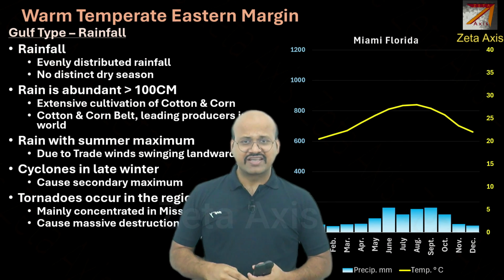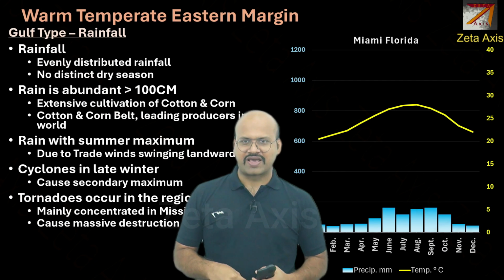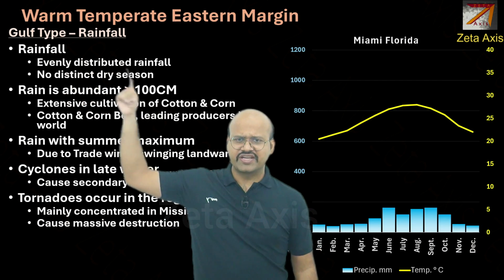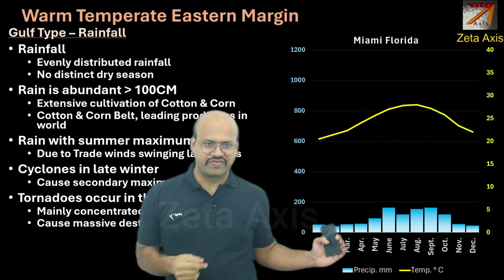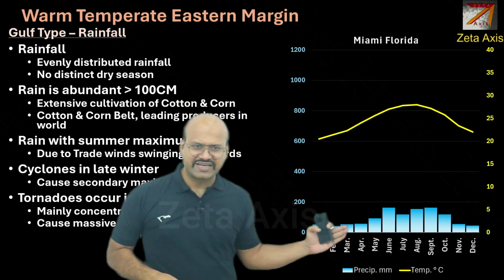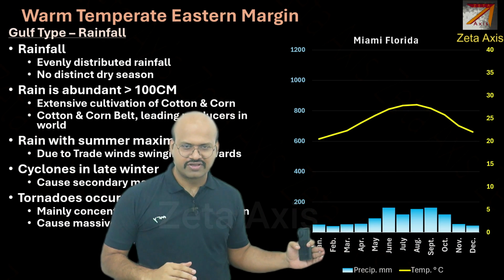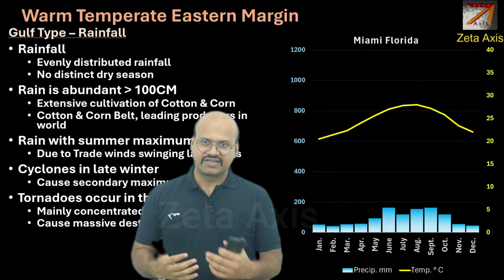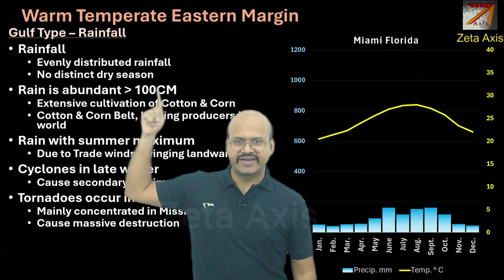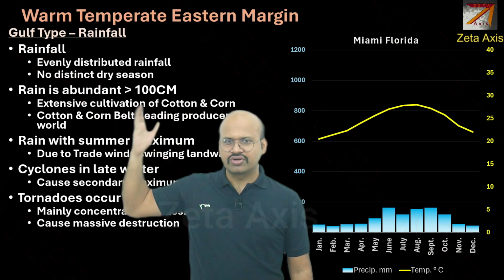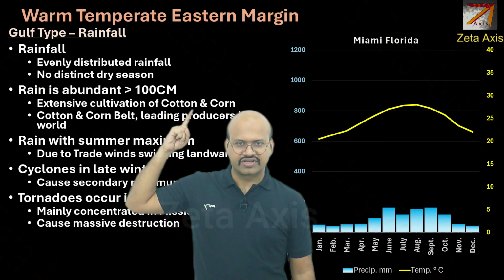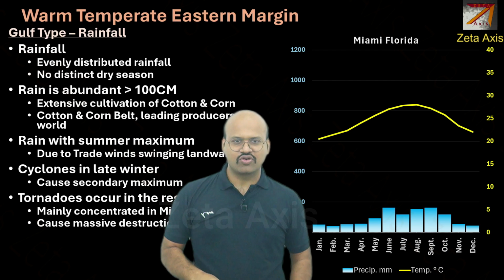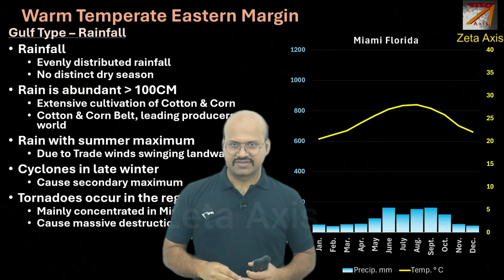Now, let's see the rainfall characteristics of the Gulf type of climate. The rain is evenly distributed. We can clearly see over here that there is no distinct month where there is no rainfall. So the rainfall is evenly distributed throughout the year. Each month gets rainfall. Rain is abundant, greater than 100 centimeters, which is good for cotton and corn production, which is produced in very high quantity in the Gulf type region.